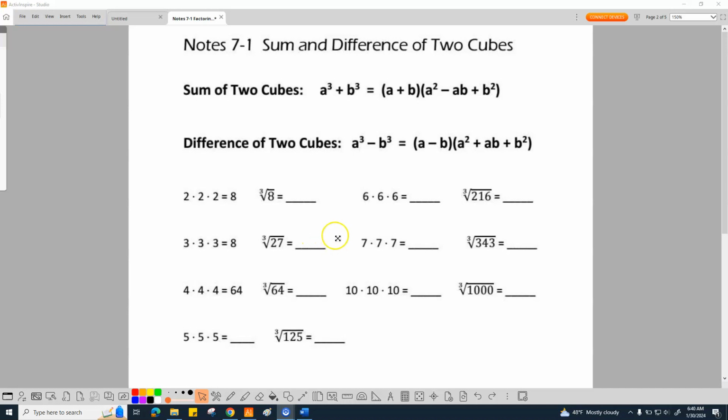All right, Algebra 2, we're going into Unit 7, and we're going to be dealing with cubes. The first thing we're going to be doing is the sum and difference of two cubes. This is kind of difficult. What's difficult about it is making sure you can rearrange everything into the way it needs to be.